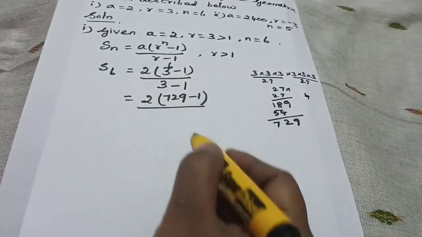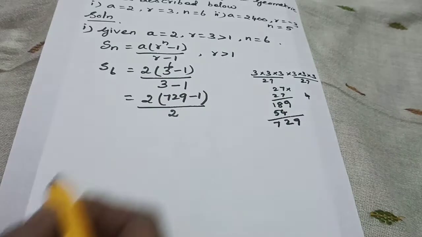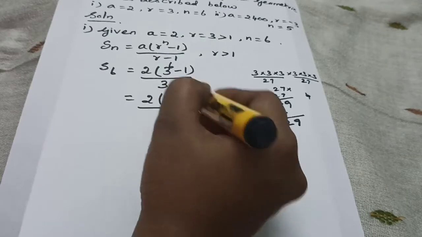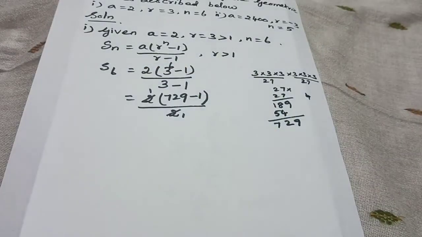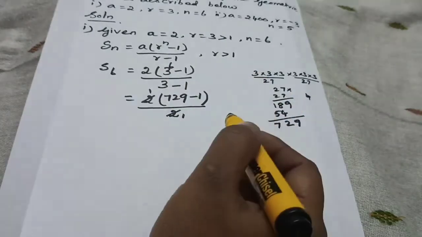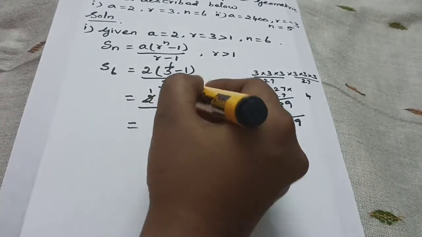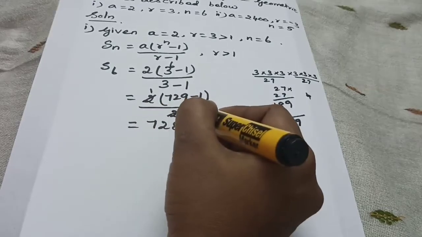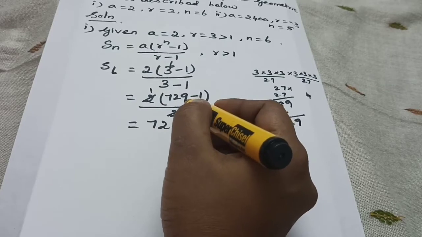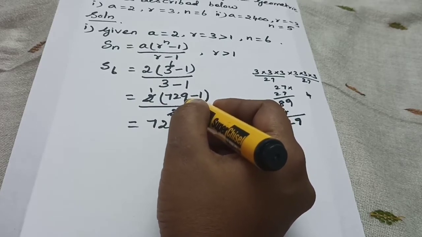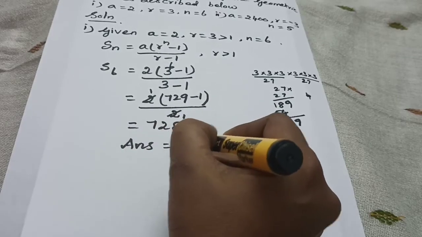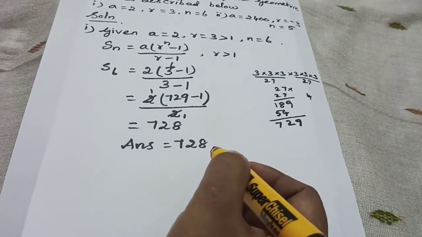Divided by 3 minus 1 is 2. Very good. Okay? Shall we cancel any terms here? Check it. 1, 2 is 2. Here this 2 and this 2 we can cancel. Then this 729 minus 1 is 728. Therefore, Sn is equal to, what's the answer we got? 728. Therefore, the answer is 728. Have you understood?